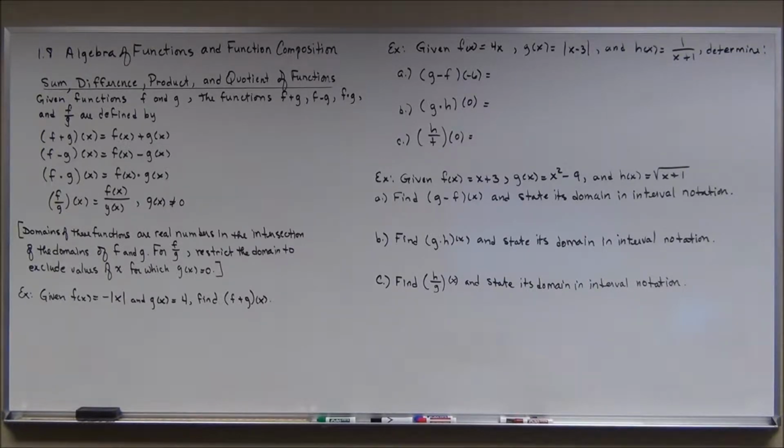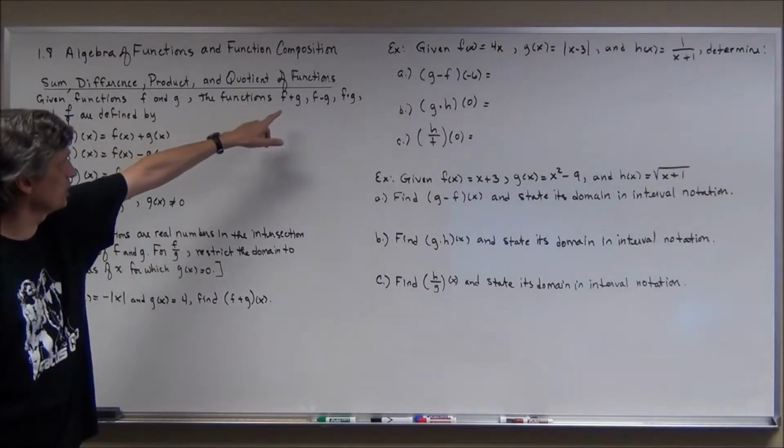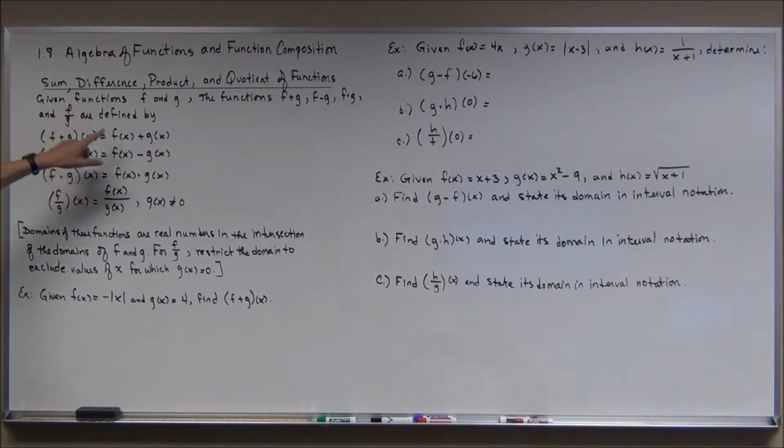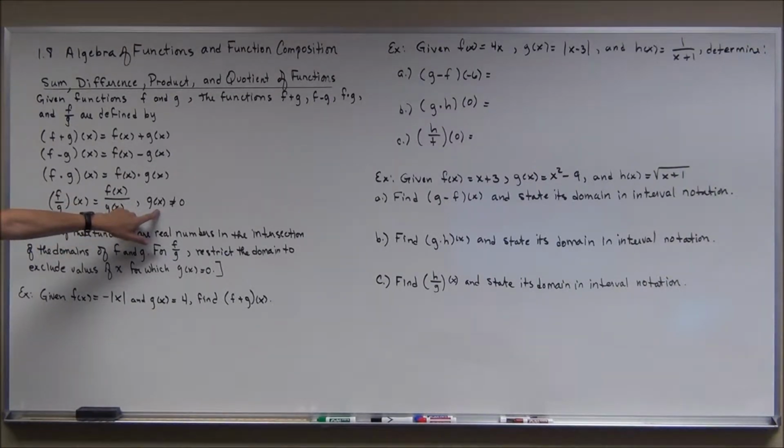The first four operations, of course, adding, subtracting, multiplying, and dividing, are categorized under sum, difference, product, and quotient of functions. Given functions f and g, the functions f plus g, f minus g, f times g, and f divided by g are defined in the following ways, as you might expect. That (f plus g)(x) is f(x) plus g(x), (f minus g)(x) is f(x) minus g(x), (f times g)(x) is f(x) times g(x), and (f divided by g)(x) is f(x) divided by g(x), of course, g(x) cannot be equal to 0.